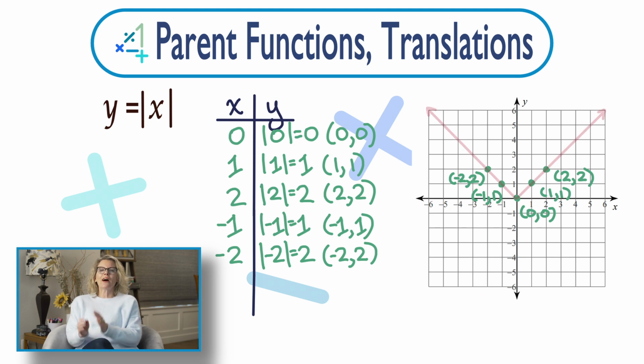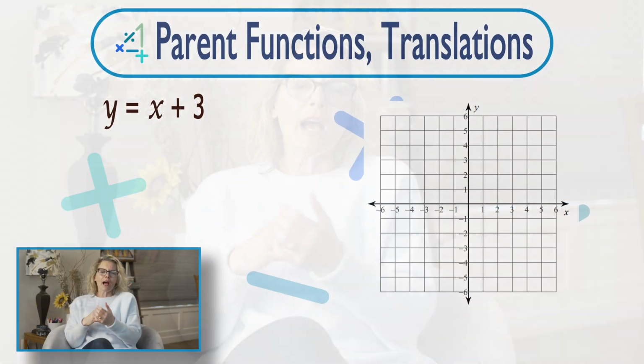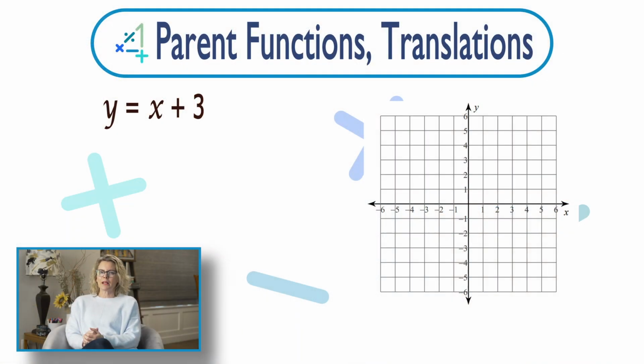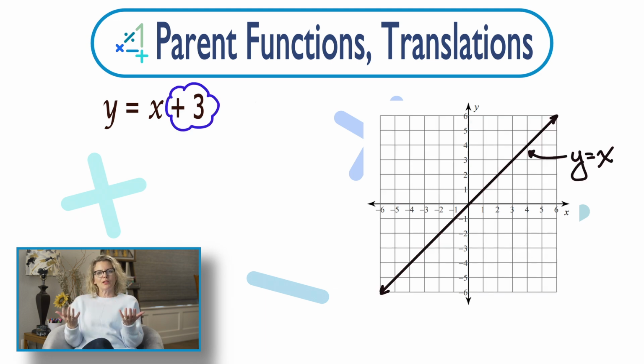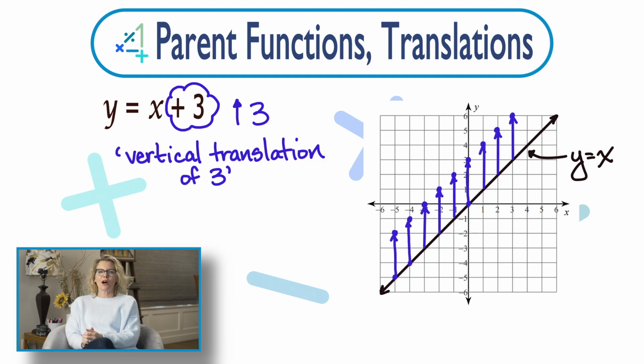Absolute value graphs have a V shape, and the parent function is a perfect V with the vertex at (0, 0). Beautiful. So now you know these three parent functions. Let's put some numbers around them to move them around a bit. Say we have the function y equals x plus 3. What does that plus 3 do? It moves every point from the parent function up 3. We say that it has a vertical translation of 3, meaning it moves up 3.